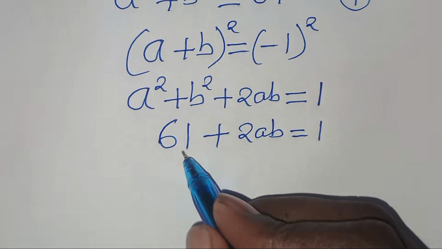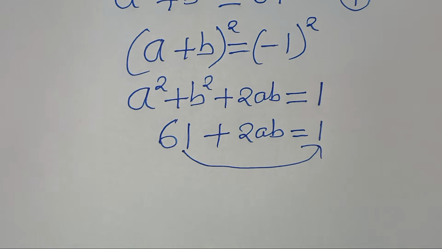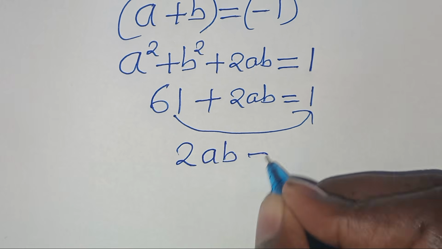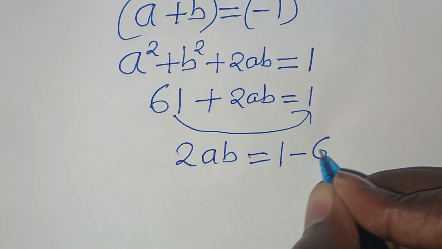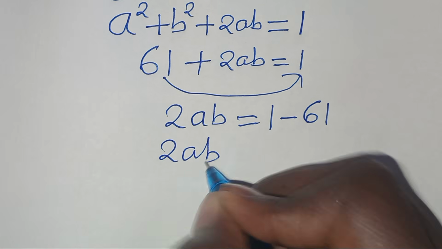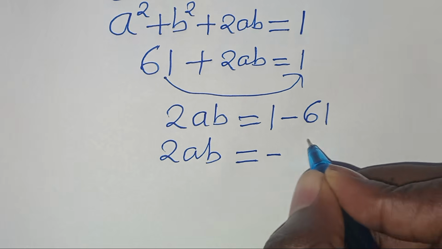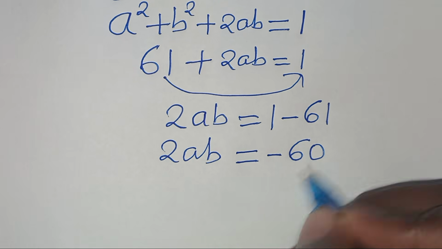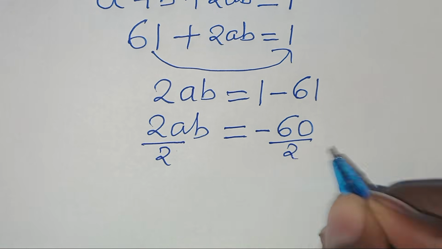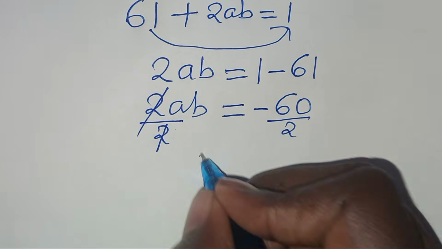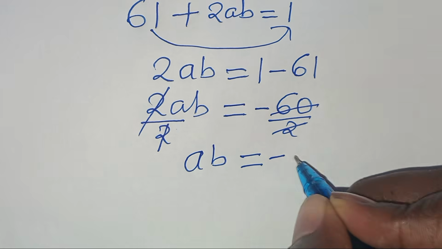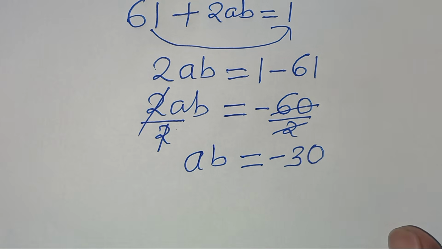Now, let's take 61 on the right-hand side, so that now we have on the left-hand side 2ab, which is equal to 1 minus 61. Now, we have 2 times ab equal to negative 60, since 1 minus 61 is negative 60. This means we divide both sides by 2, and what this indicates is that a times b is equal to negative 30.